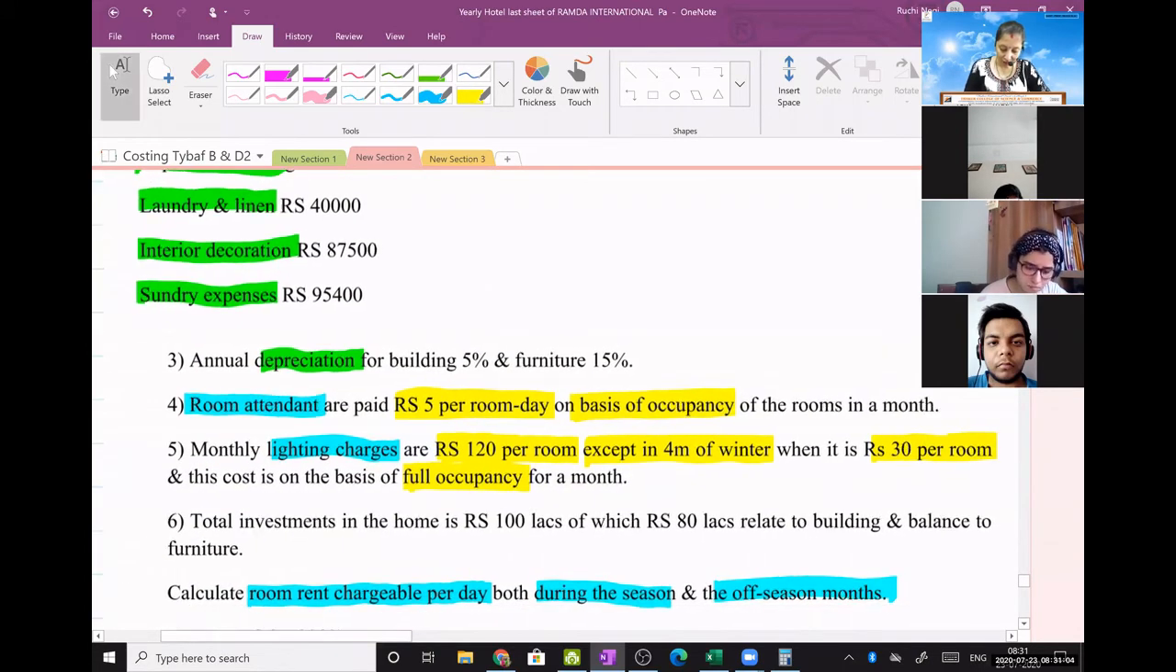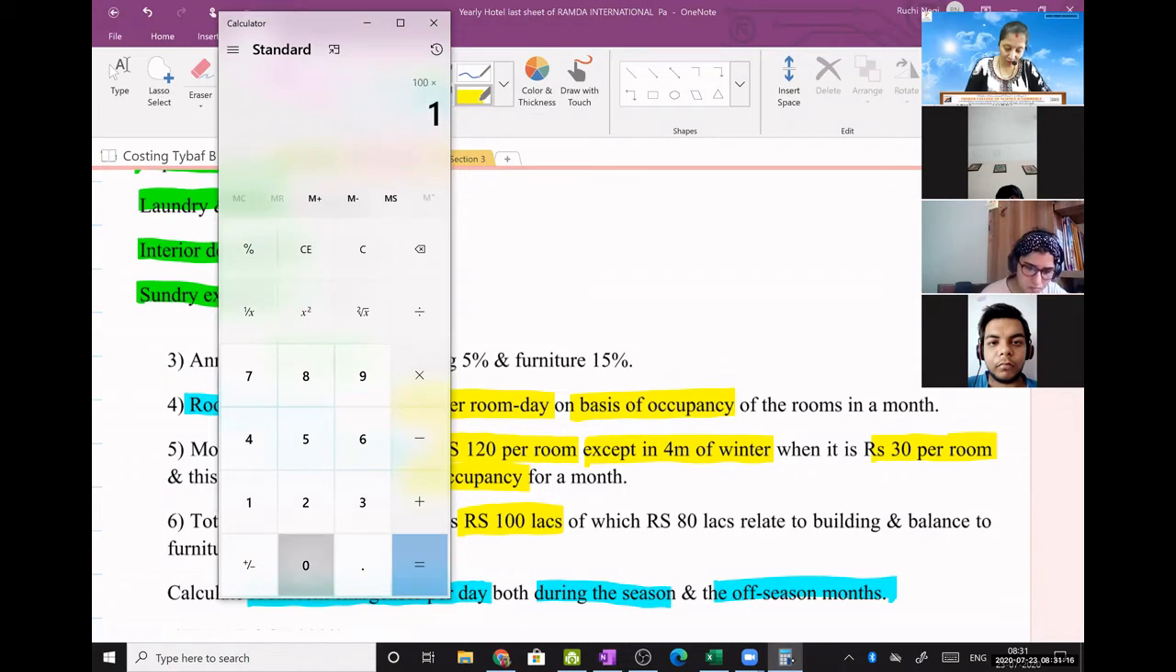Next, total investment in the home is rupees 100 lakhs. 100 lakhs is how much? 1 crore. 100 into 1 lakh. Type like this: 100 into 1 lakh.